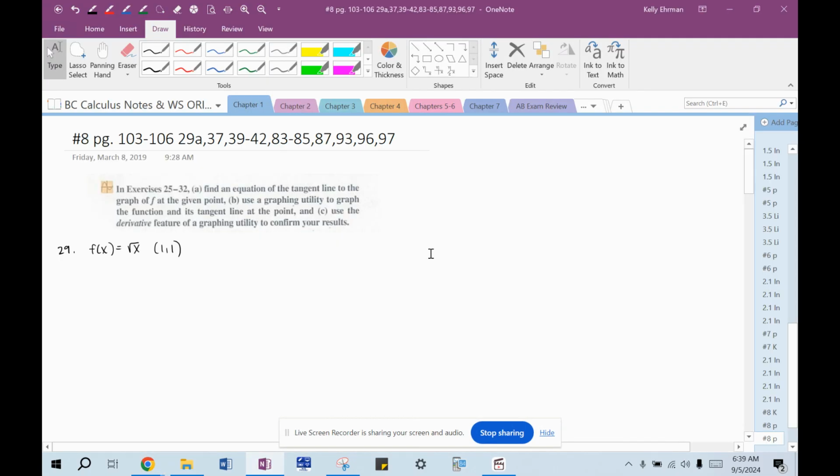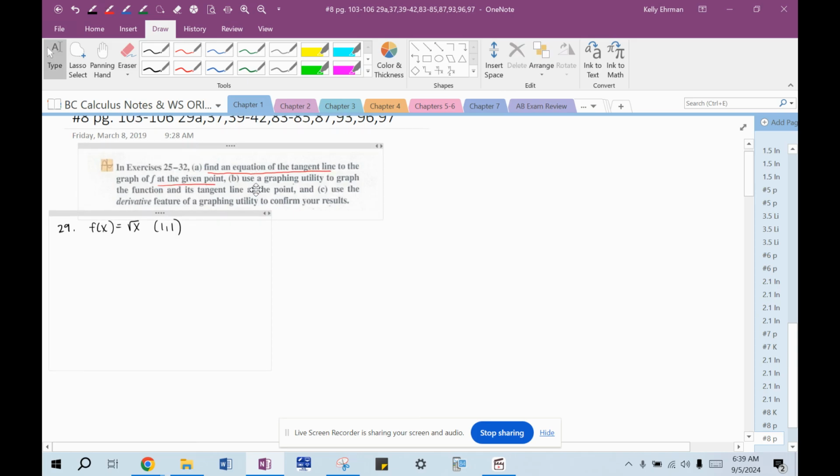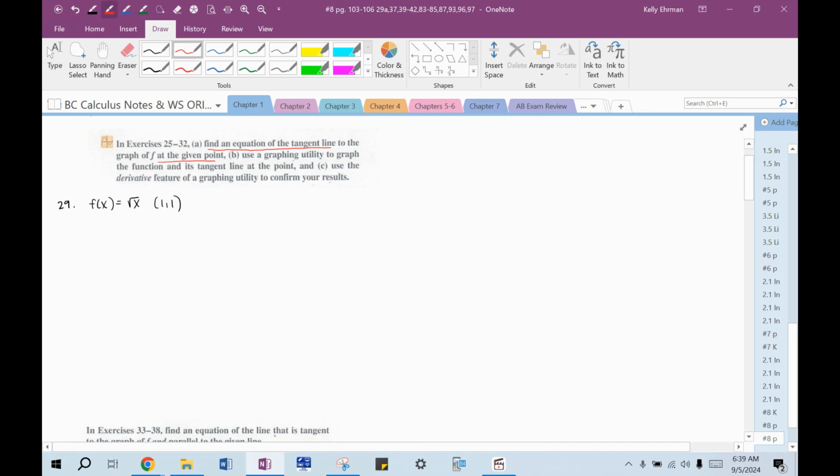All right, homework number 8 starts with exercise 29, and we're just doing part A. So part A says, find an equation of the tangent line to the graph at the given point. In order to find the equation for the tangent line, I need a point, which I have, and then I need the slope at that point.